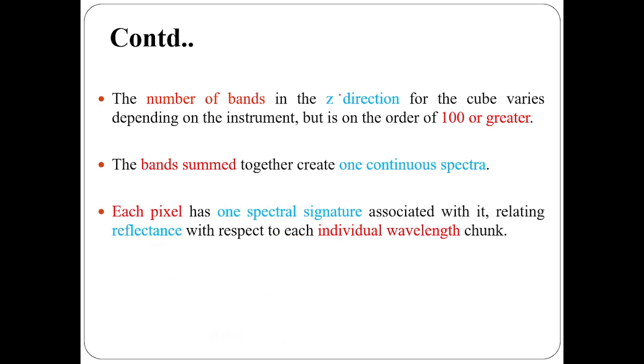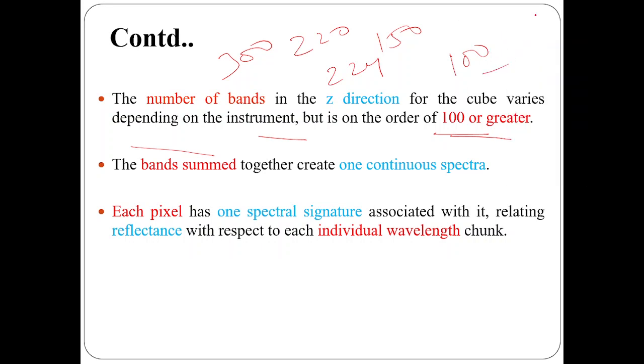The number of bands in the Z direction, because it is hyperspectral, depends on the instrument, but basically it should be 100 or greater, because some sensors have 100 bands, some have 150. The Hyperion sensor has 220 bands. The one we saw last has 224 bands. Some sensors have more than that, maybe 300 bands. And I have seen one or two sensors with around 75 bands. If you say 75 bands, this is also hyperspectral.